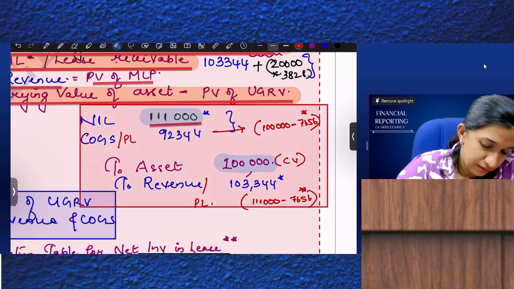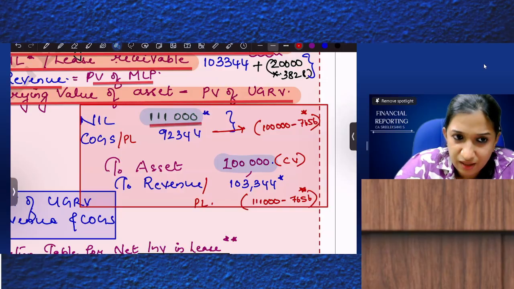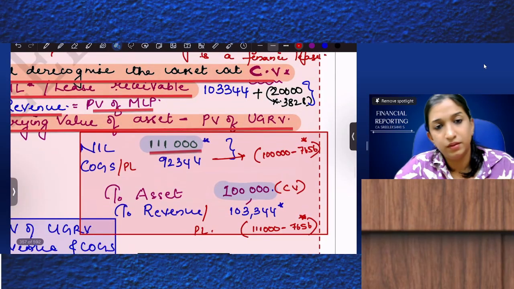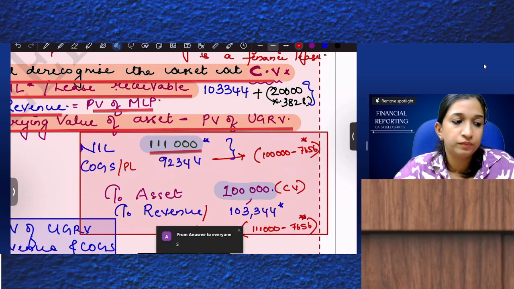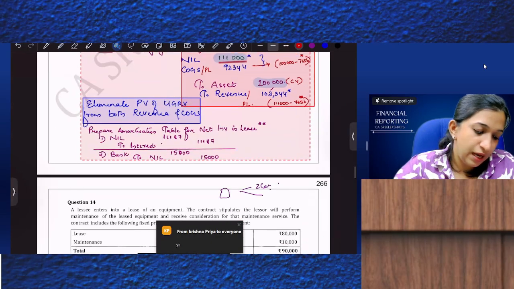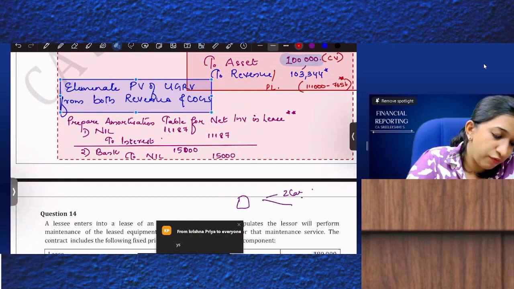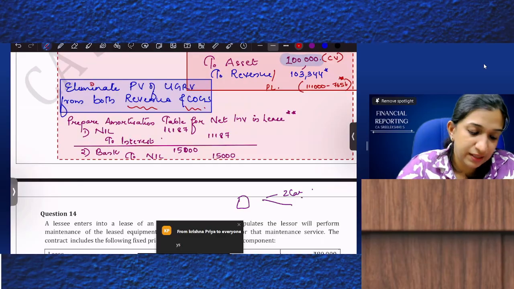Are you understanding this? Is it okay? Eliminate present value of UGRV from both revenue and cost of goods sold. So what is my next step?